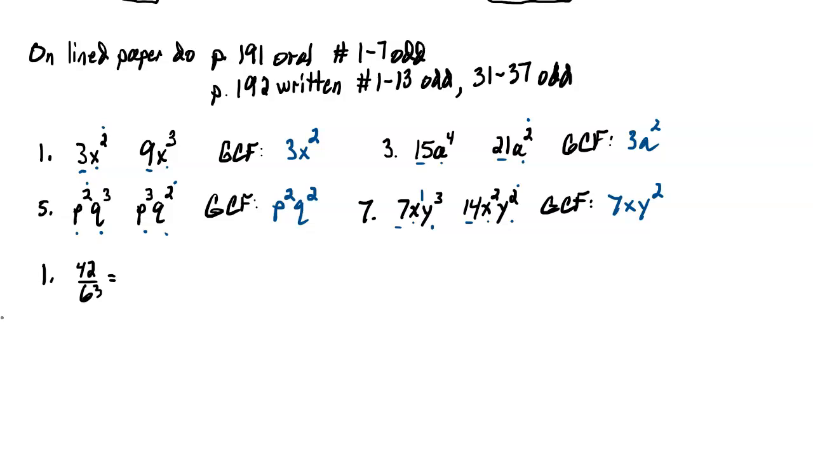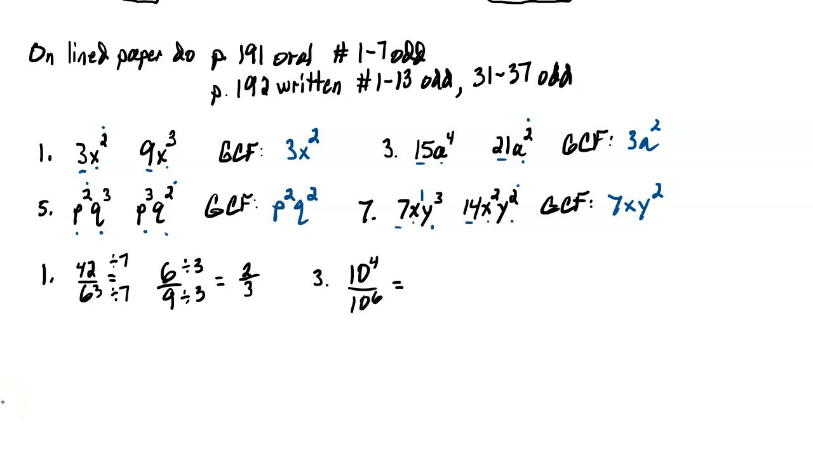42 and 63 are both divisible by 7. 42 divided by 7 makes 6, and 63 divided by 7 makes 9. 6 over 9 is further reducible. 6 and 9 both divide by 3, creating the answer 2/3. The fraction 42 out of 63 is the same thing as the fraction 2/3.